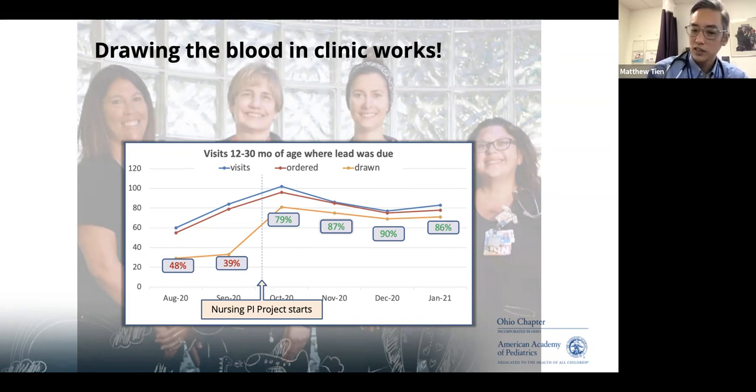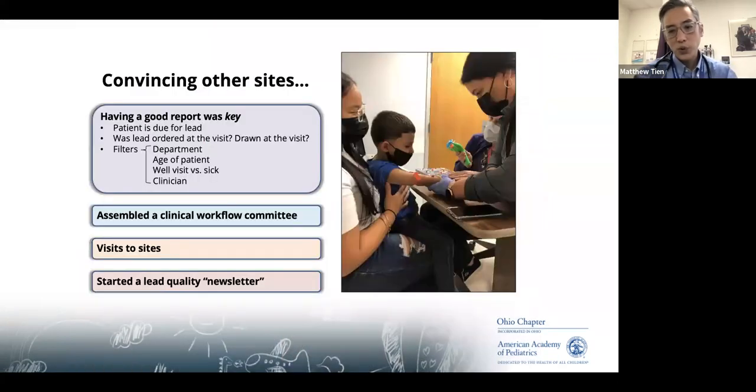And so, next slide. We had to try to convince our other sites all across our satellite network. How can we do the same thing? And I'll highlight a few things. Having a good report was very key to that. And so we could show different sites in real time how they were doing at this.